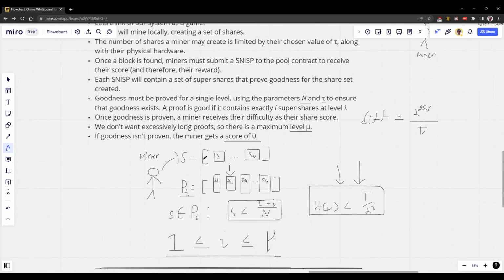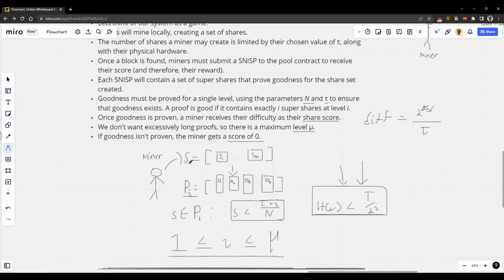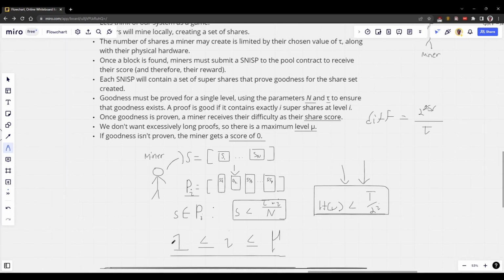Regardless, the point is that goodness is evaluated using these inequalities, and in our protocol, the SNISP protocol, we're going to be setting a maximum level I. So unlike the NEPAl protocol where I is unlimited, we're going to have a maximum level, and we're going to set that maximum level to be mu.